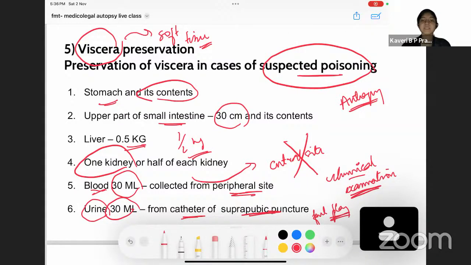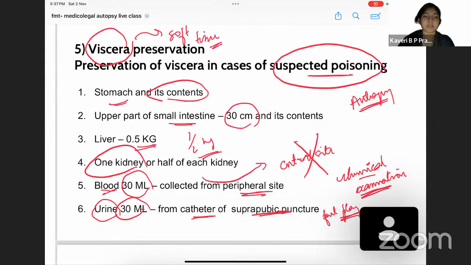So after a person dies, you do a suprapubic puncture and collect urine. How much urine? You collect 30 ml of urine. How much blood? You collect 30 ml of blood. So tell me, what are the things to be preserved? Stomach with contents, intestine 30 centimeter, liver half kg, one kidney or half of each kidney, blood 30 ml, and urine 30 ml. Got it?